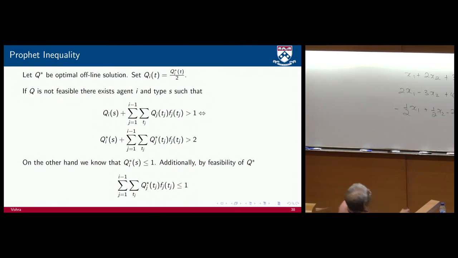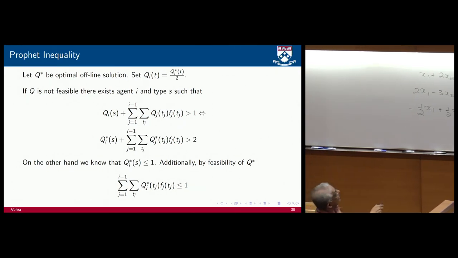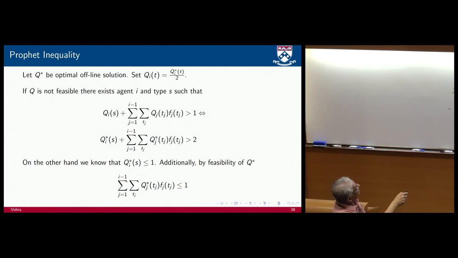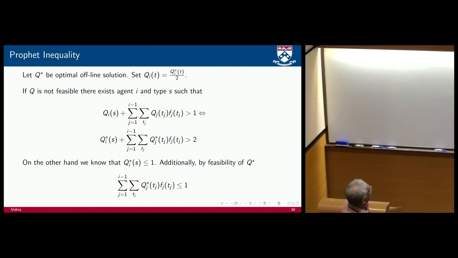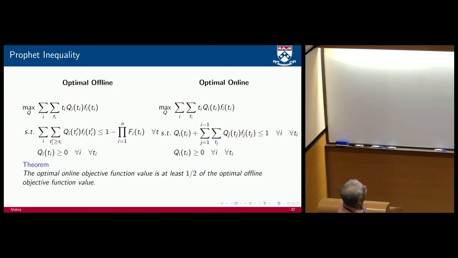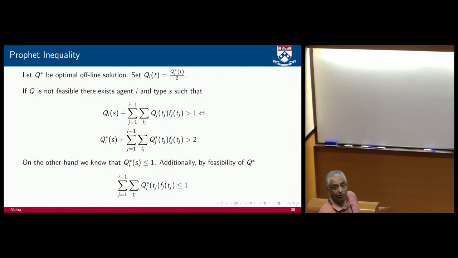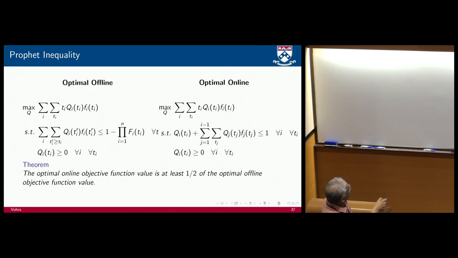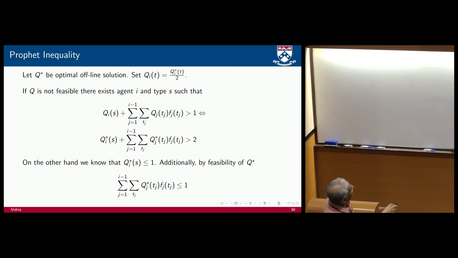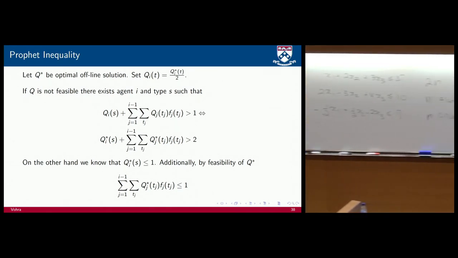Okay. Suppose not. Then it must violate one of the constraints. Suppose it violates this one. Well, remember, Q is Q star divided by 2, so replace the Q by Q star, and take the 2 from the denominator into the right-hand side. Right. But these Q stars are a solution to the offline problem. What do we know about them? They have to be less than 1. So this has to be smaller than 1. What about this one? Well, this one is also less than 1. So therefore, the left-hand side is less than 2. But it must be bigger than 2, contradiction.